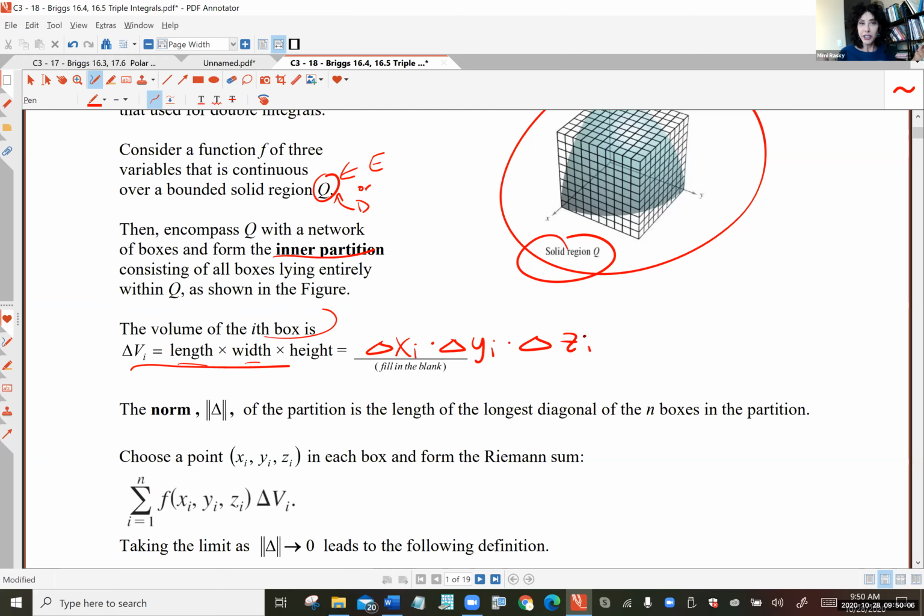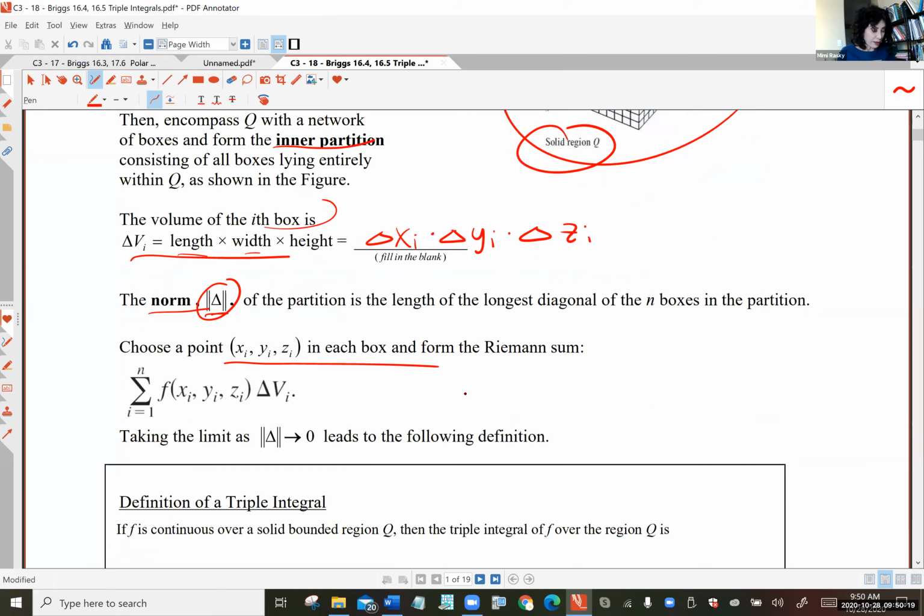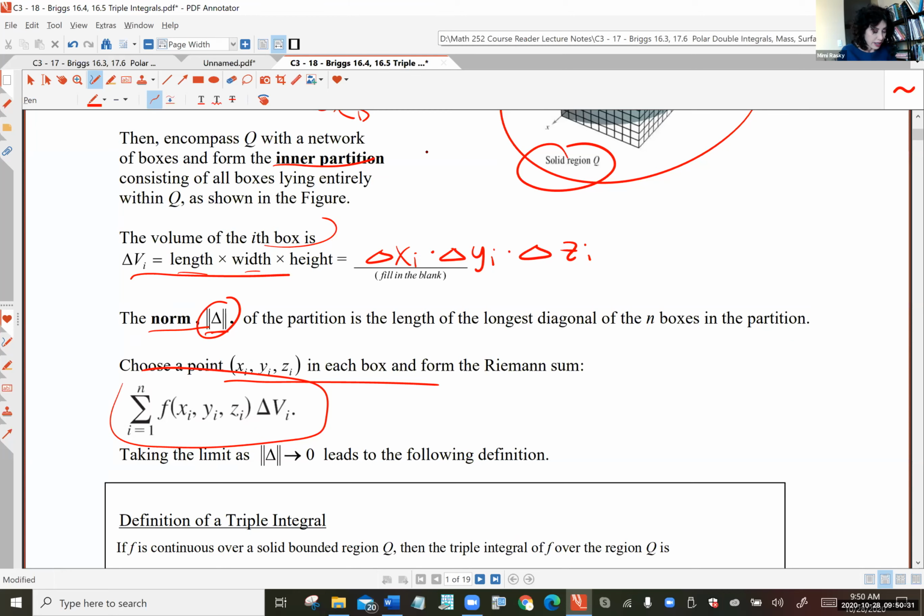And then you tighten your partition. The norm of your partition, which looks like a magnitude, is the length of the longest diagonal of one of those little ith boxes. Pick a point in the box and then form this Riemann sum. Then take the limit as the norm of the partition goes to 0. That just means tighten up the partition so your little itty bitty boxes get tinier and tinier. That's all.